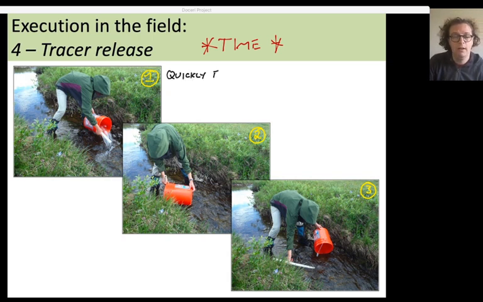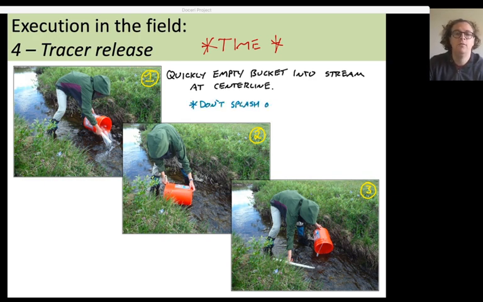What's actually happening here? We want to rapidly empty the bucket into the stream at the center line. Now we're picking the center line because that will give us the most rapid mixing across the stream as opposed to an injection on one bank. But that's not the end. Again, we're going to take care not to splash our tracer onto rocks, onto the banks, onto vegetation, again because we want that mass in the water.